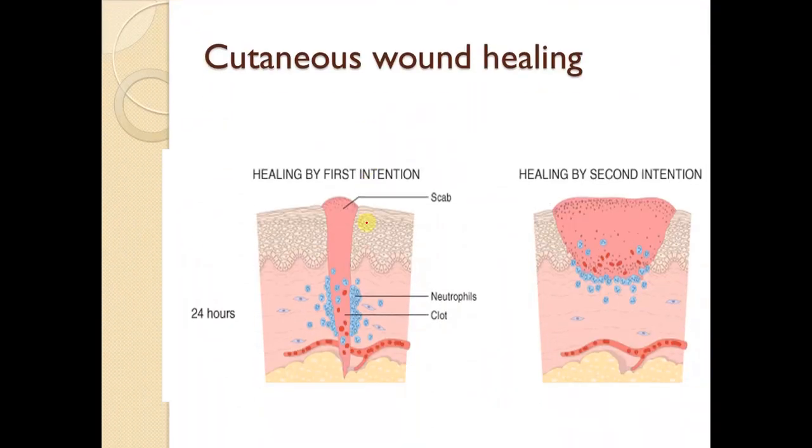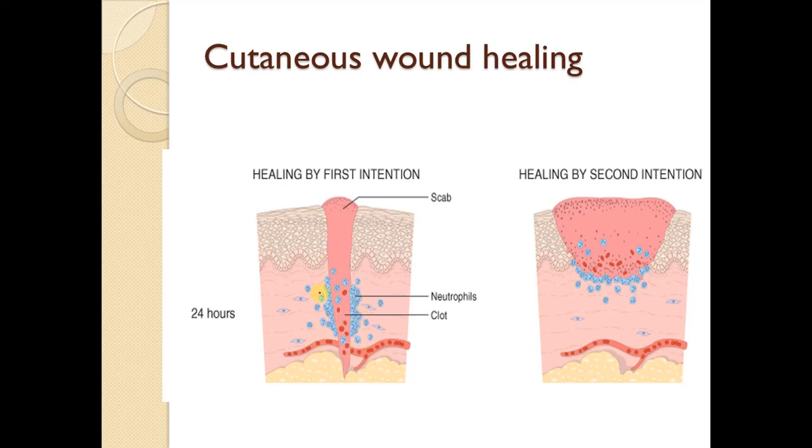So now we'll discuss healing by primary and secondary intention one by one. So what happens within the first 24 hours after any injury? After the platelet plug formation, the inflammatory event starts, and then what happens? The epithelial cells will start to meet in the middle, and they will start dividing, as I have already told you in the previous slides.